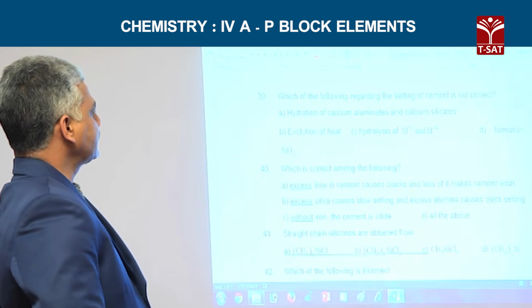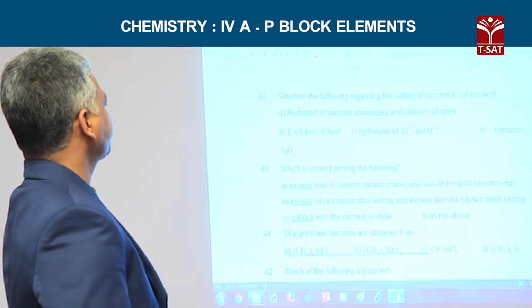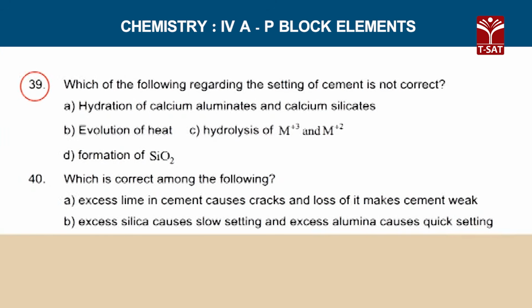39th question. Which of the following regarding the setting of cement is not correct? Hydration of calcium aluminates and calcium silicates, evolution of heat, hydrolysis of M+3 and M+2 ions, D. Formation of SiO2. Correct option is D. Formation of SiO2.